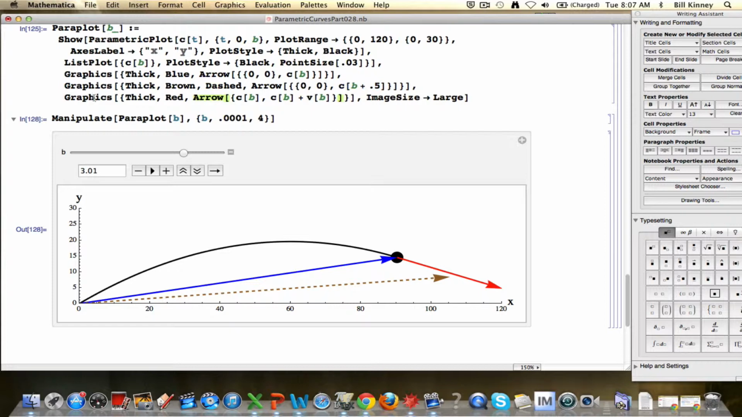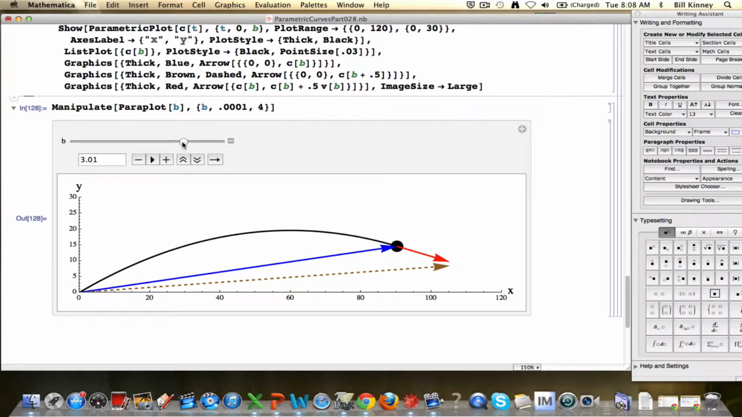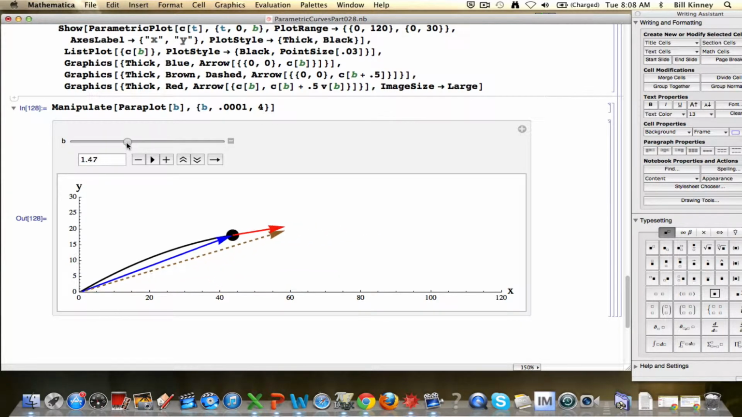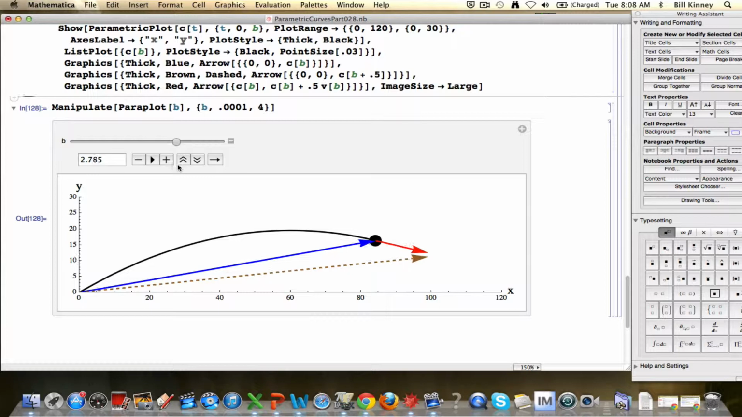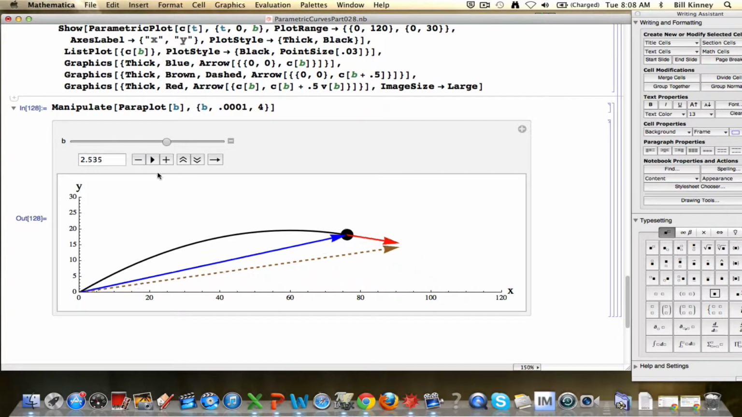So here's where I make the red arrow in this code. If I multiply this v of b, the velocity vector at time b, by 0.5, that should do what I just mentioned. Again, it's no longer the velocity vector. It's half as long as the velocity vector. It points in the right direction, but it is no longer the velocity vector. You can see that if it starts at the tip of the blue arrow, it almost points to the tip of the brown arrow at every moment in time.